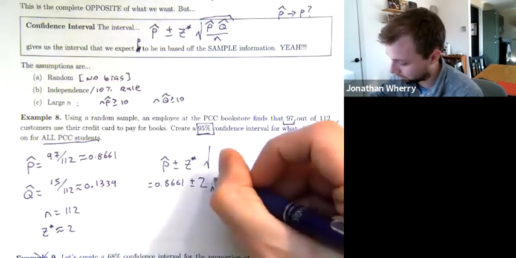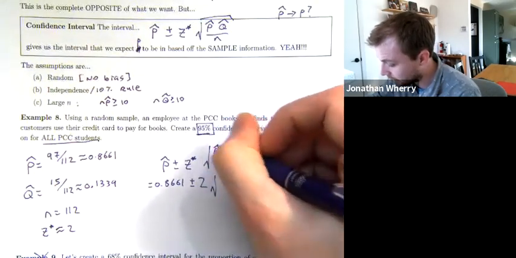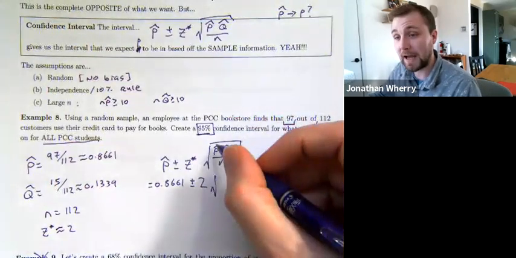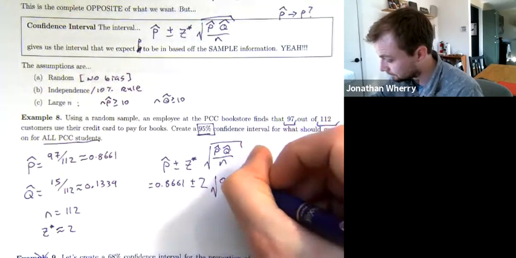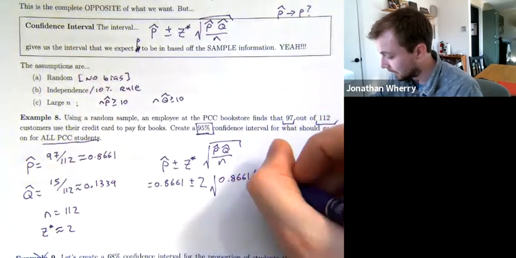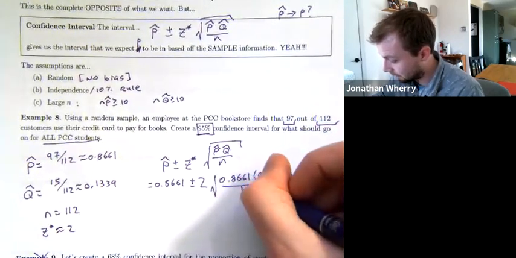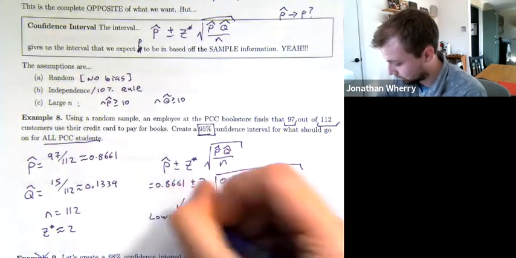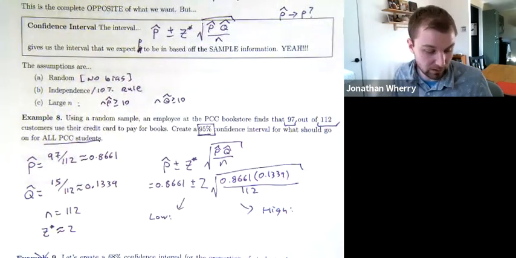We'll see that this has a slightly different name. And my standard deviation like thing is square root of PQ over N, except it's with samples, P hat, Q hat over N. My success rate, 86.61%. My failure rate, 13.39%, and this is out of 112 samples. I'm going to type this into my calculator and I'm going to see what I get.